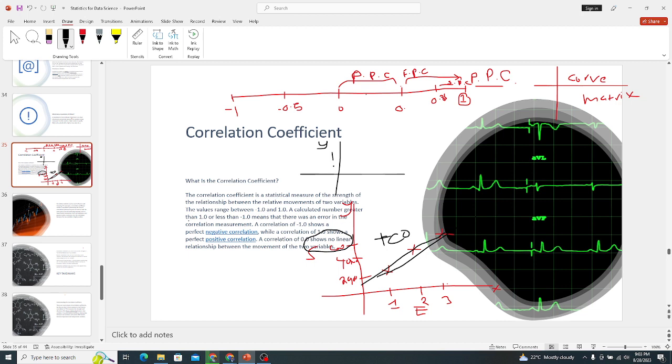when y is increasing, sorry, let me, when y is decreasing, x will be increasing. Like for example, if I start from this point, y is high and x is low. When I decrease y, you can see the x value has increased.